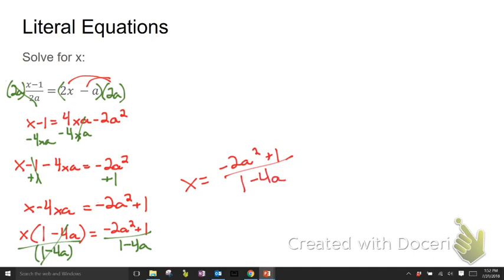I want to give you several problems that are all kind of similar here so you get a chance to practice. But remember, our idea is to simplify, rearrange it so that the variable you're solving for is all on one side of the equation. Then we factor that variable out and divide by what's left.